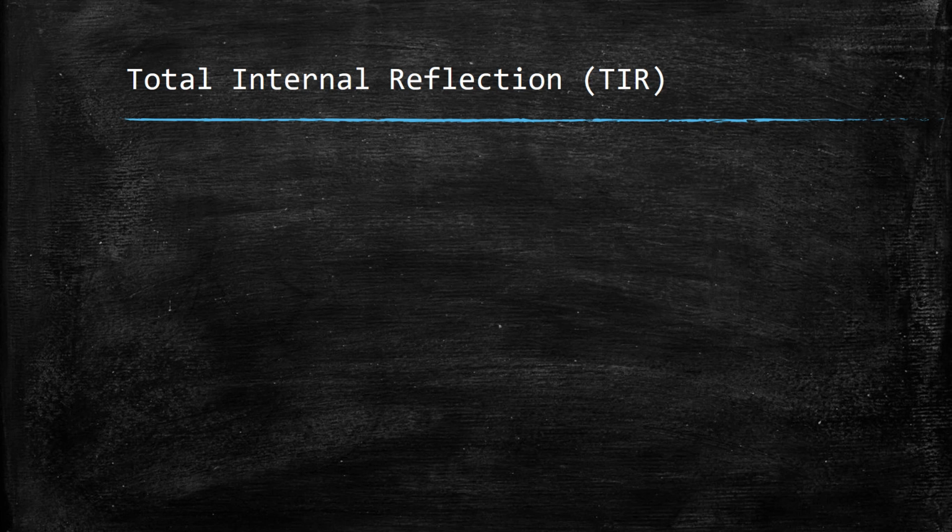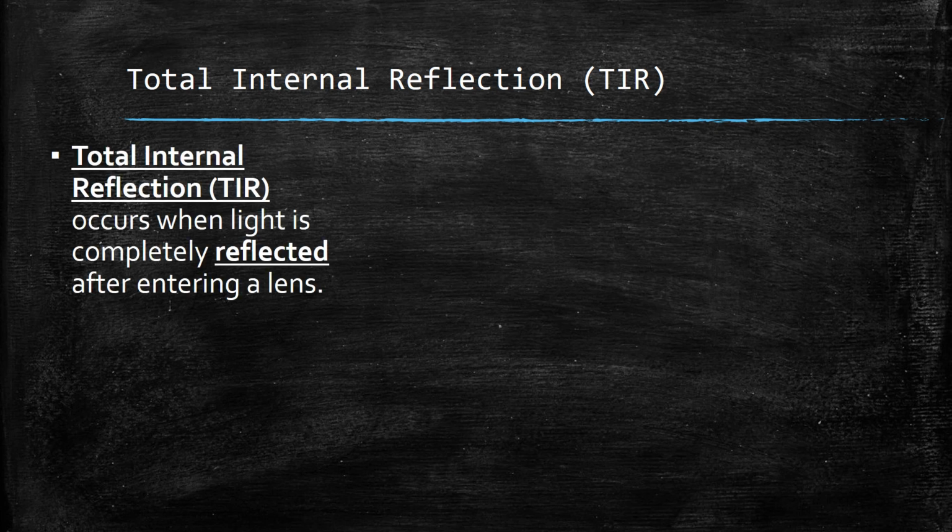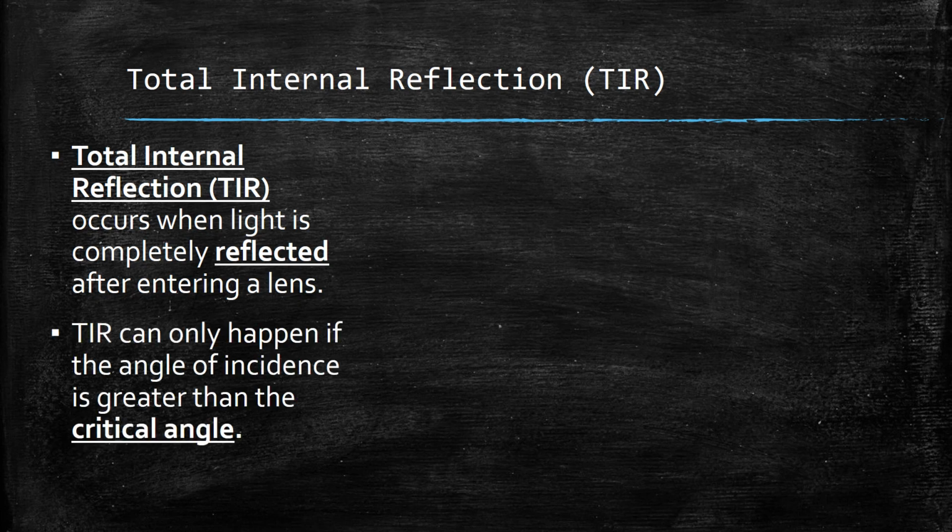Total internal reflection, TIR. Total internal reflection occurs when light is reflected after entering a lens. The total internal reflection can only happen if the angle of incidence, the angle between the normal and the incident ray, is greater than what is known as the critical angle.